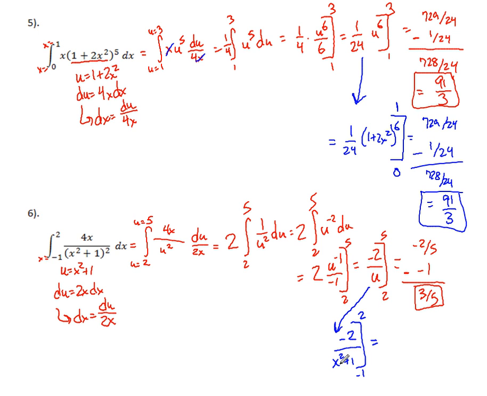If I plug in 2, on the bottom I get 2 squared is 4, plus 1 is 5, so -2 over 5 again. If I plug in -1, I would get -1 squared is 1, plus 1 is 2. So -2 over 2 would give you a -1. Again, I subtract them, and I will get 3 over 5, yet again, making that plus a positive. So either way, you should get the exact same value.